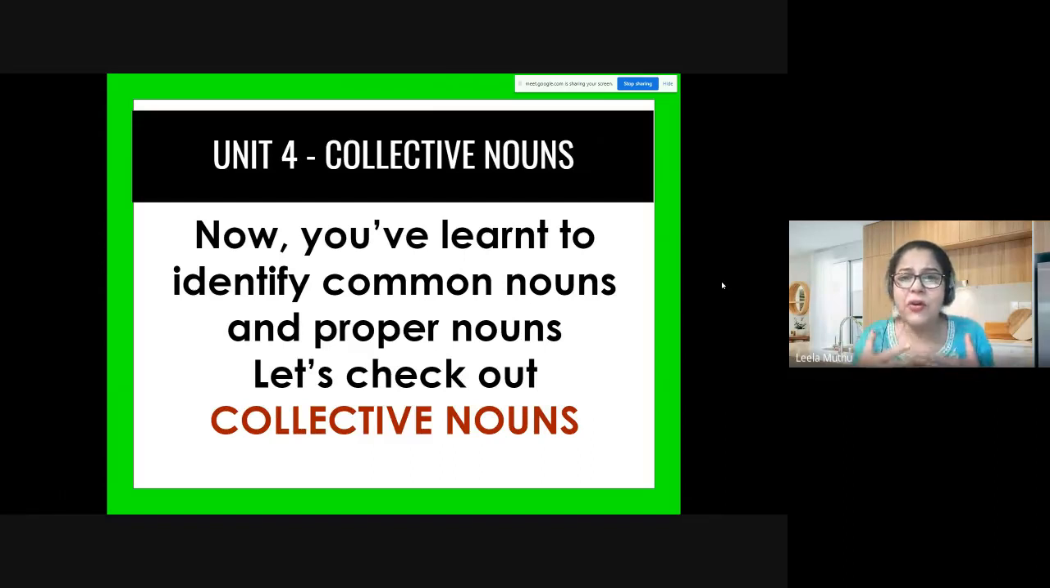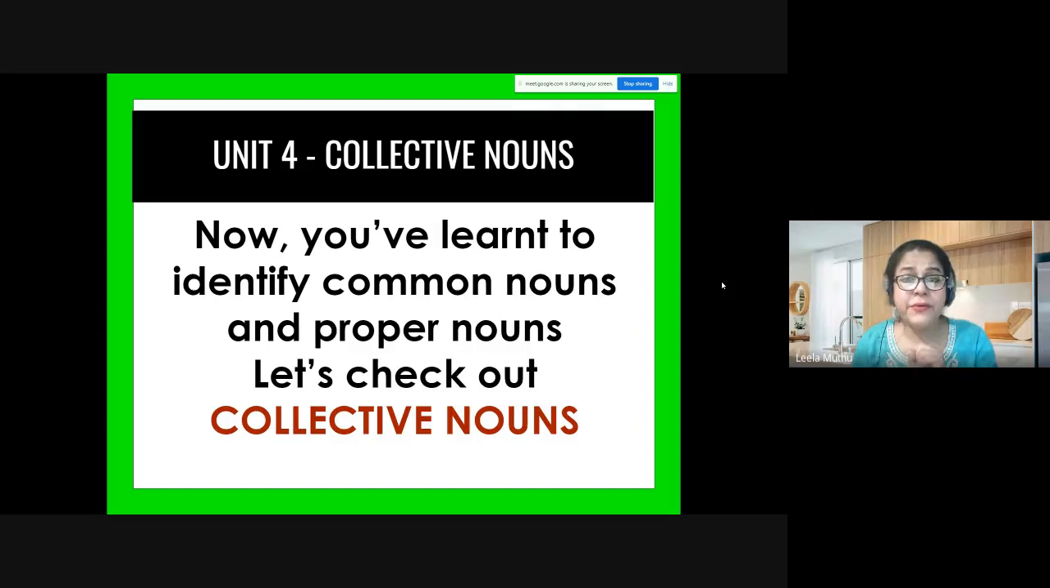Okay, and all these collections, would you know it? Each of these collections is identified by a special name which is called a collective noun. Collective nouns are not capitalized. Okay, so let's see the different collective nouns that I have in this slide.